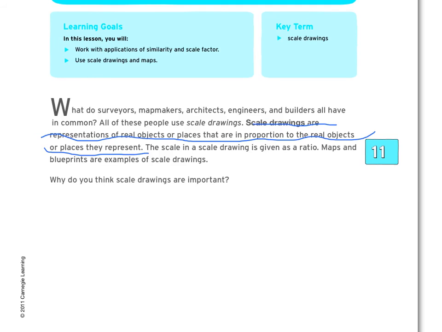The scale in the scale drawing is given as a ratio. Maps and blueprints are examples of scale drawings. Now would be an excellent time to pause, highlight this definition. When everybody in your group has highlighted it, come back. I'll be here.